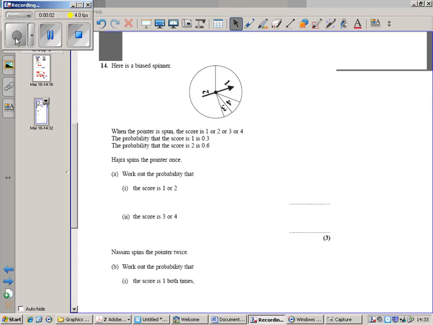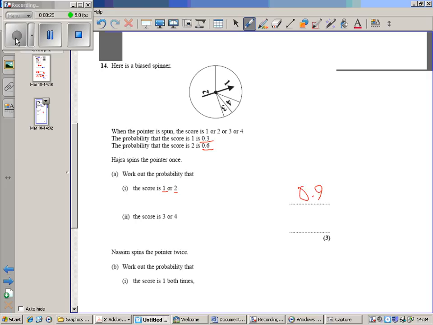This question, the first part is not so difficult. If it says the score is 1 or 2, provided that you're looking for a probability and it says the result is one result or the other, if you can't have both results at the same time, i.e. they're mutually exclusive, you can add them. You can't score 1 and 2 at the same time on this, so you just add them together. The probability of 1 is 0.3, the probability of 2 is 0.6, you add them together, you get 0.9.